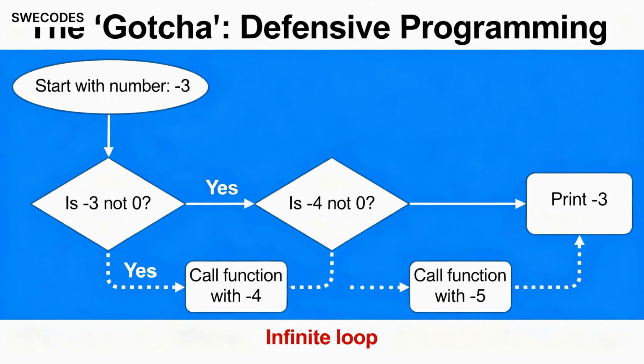But we're not done. Our code is better, but it's not robust. What happens if the starting number is negative? If we start with -3, it prints -3. Is -3 not 0? Yes. It calls itself with -4. It prints -4. Is -4 not 0? Yes. It calls itself with -5. We're right back to an infinite loop. This is a common pitfall.